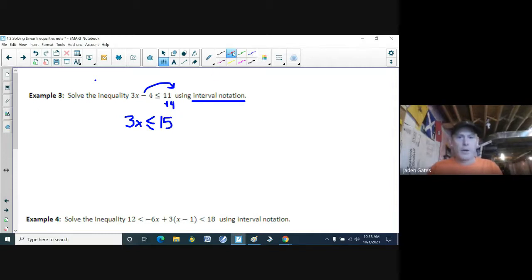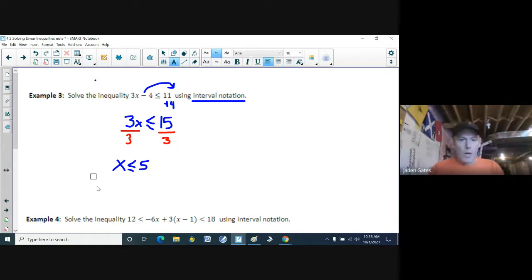All right. Again, I got to get x by itself. So I'm going to divide both sides here by 3. And so now I get x is less than or equal to 15 divided by 3, which is 5. Now, what I have right here is set notation. But we wanted an interval notation.